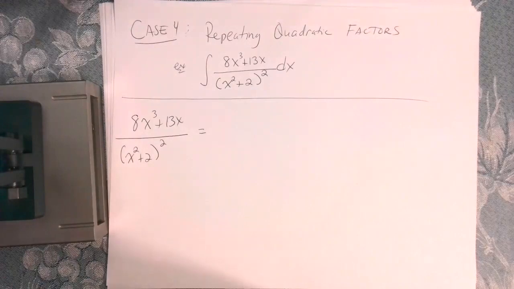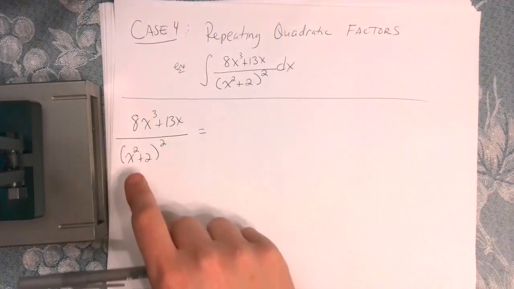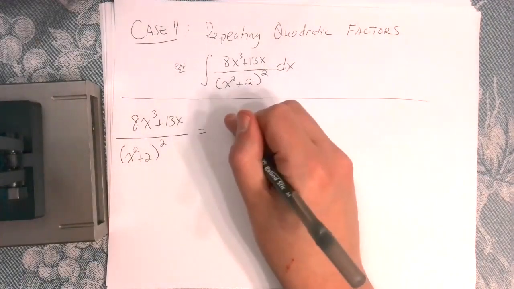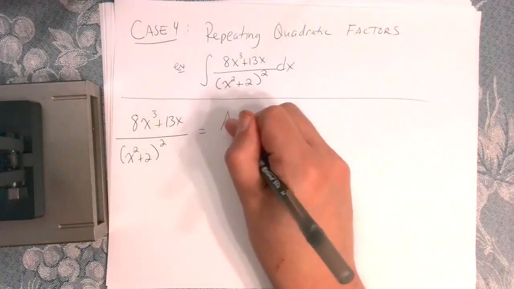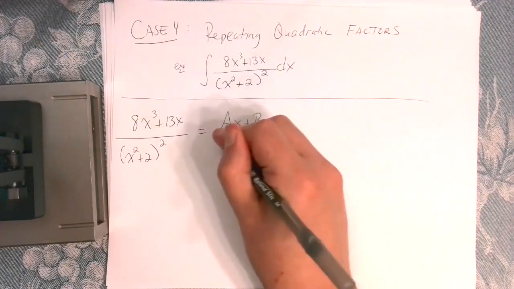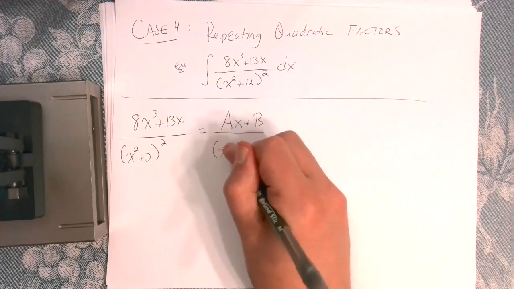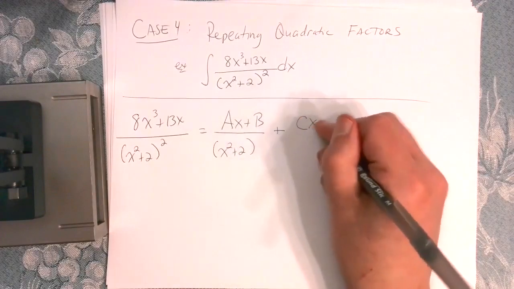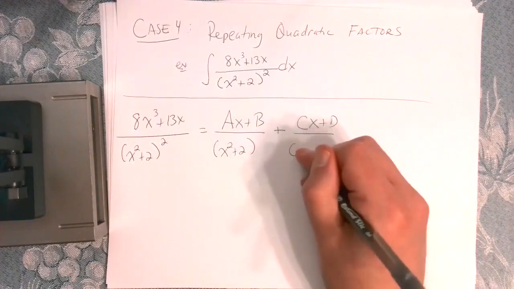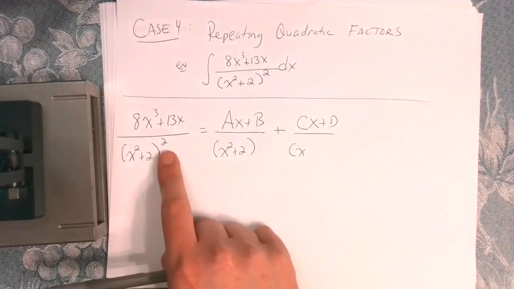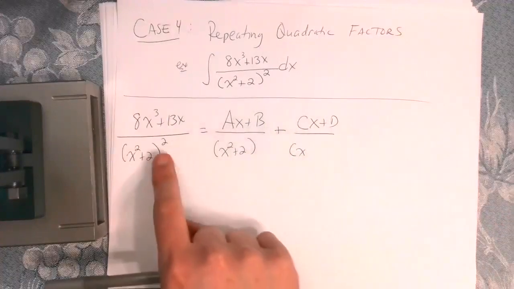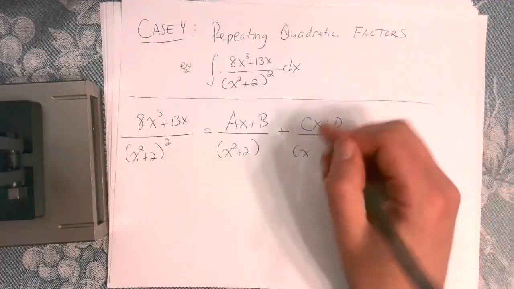It's the same idea when we had linear repeating. Remember how we sort of led up to the ultimate power? You had a copy to the first, then a copy to the second. It's the same idea. Because they're quadratic, I'm going to need ax plus b over a copy to the first, plus cx plus d over a copy squared. If that were cubed, I would need an ex plus f over that cubed. So you lead up to that power 1 by 1 by 1.